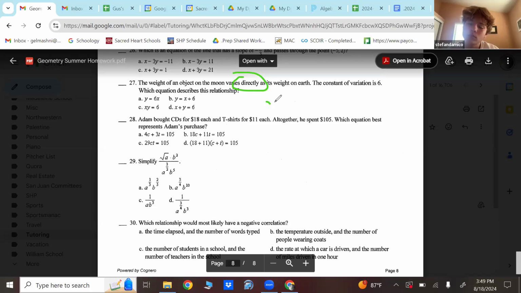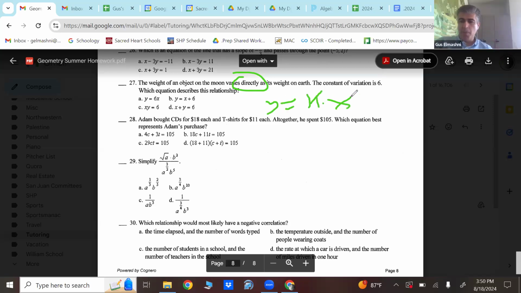So it's simply a ratio, meaning there's no y-intercept. It's going to be set up like this: y equals k times x, where k is like a slope, or the constant of proportionality or constant of variation. So it's just a straight line.